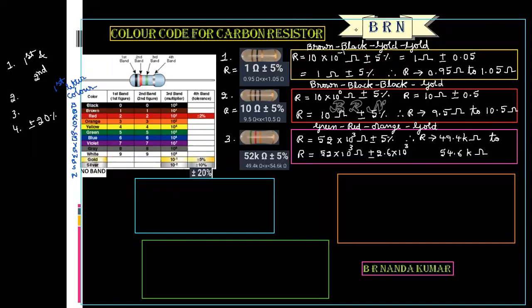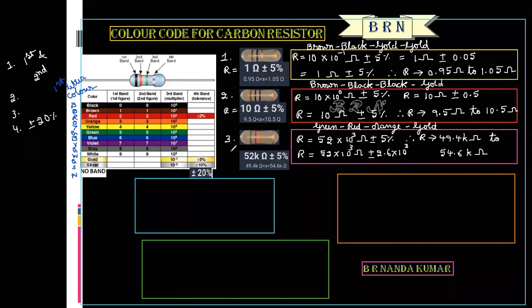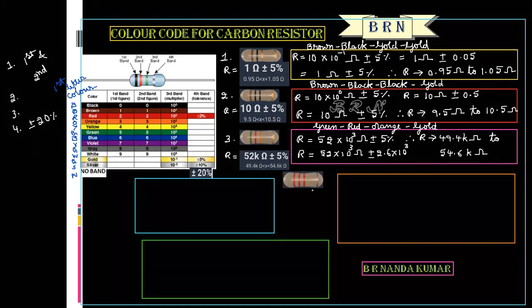What is the answer here? The value of resistance of the given carbon composition resistor is 52 kilo ohm plus or minus 5%. So the value lies from 49.4 kilo ohm to 54.6 kilo ohm. Okay, next example.